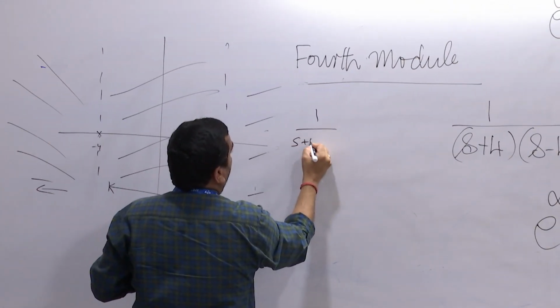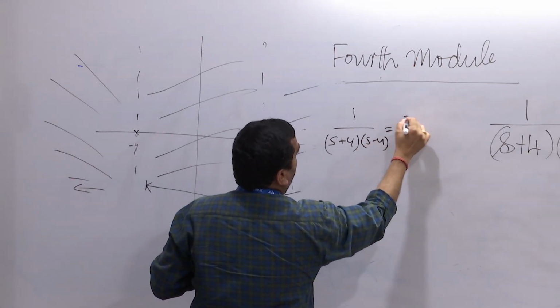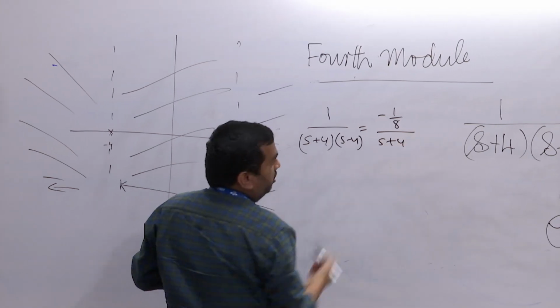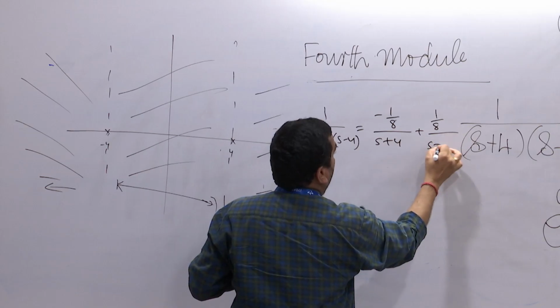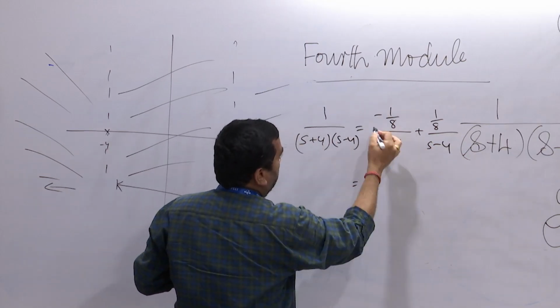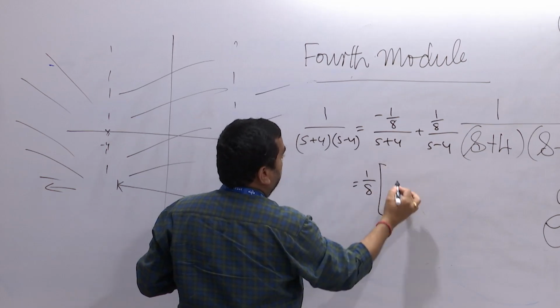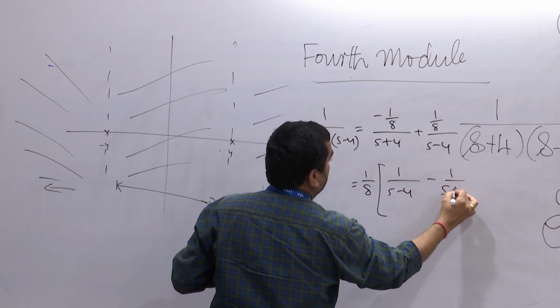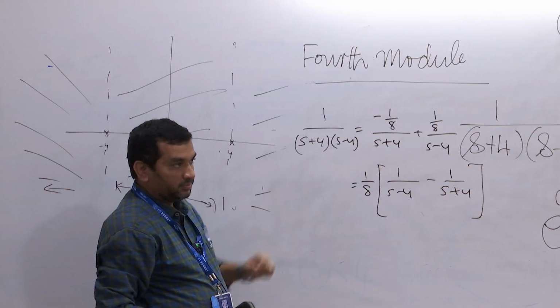So now I will get 1 divided by (s plus 4)(s minus 4), which is equal to minus 1 by 8 divided by (s plus 4) plus 1 divided by 8 divided by (s minus 4). If we take 1 by 8 common, it is 1 by 8 whole into [1 divided by (s minus 4) minus 1 divided by (s plus 4)]. So this is the partial fraction form.